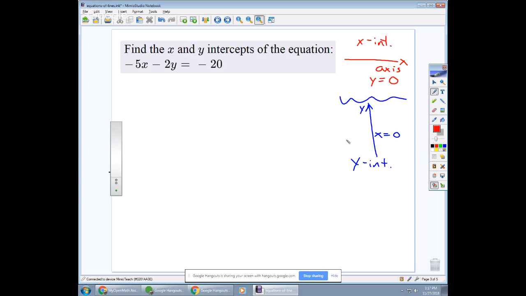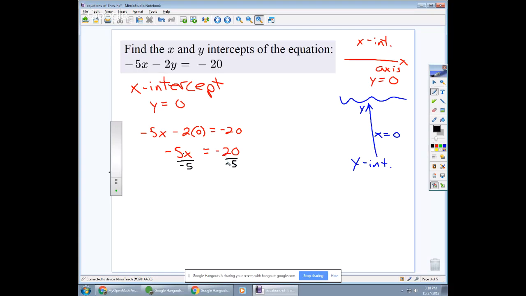All right, so let's go for the x-intercept by setting y equal to 0. So if y equals 0, then I'm going to get a negative 5x minus 2 times 0 equals negative 20. Well, anything times 0 is 0. So negative 5x equals negative 20. And then here we can break that multiplication by dividing. Negative over a negative is a positive 4. So I think the x-intercept is the point 4, 0.